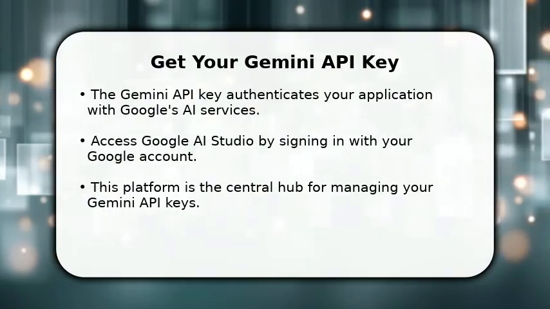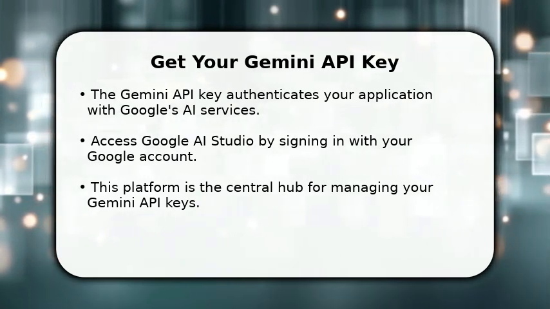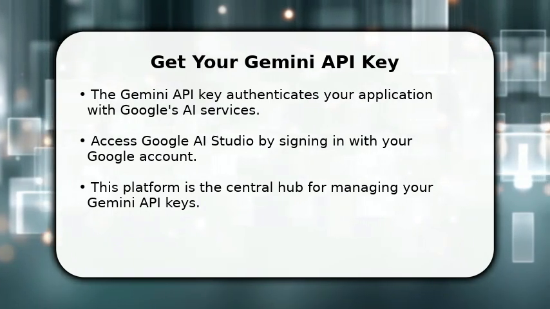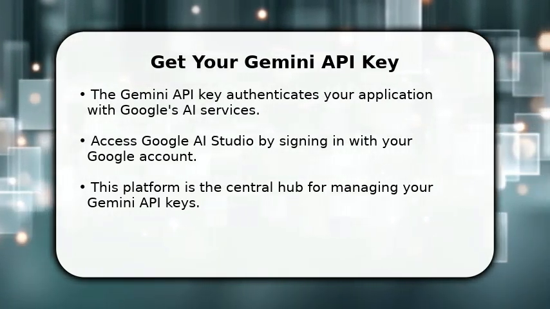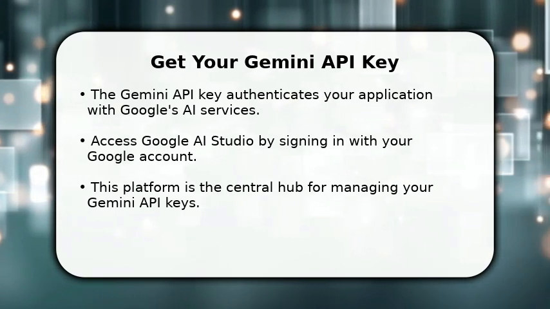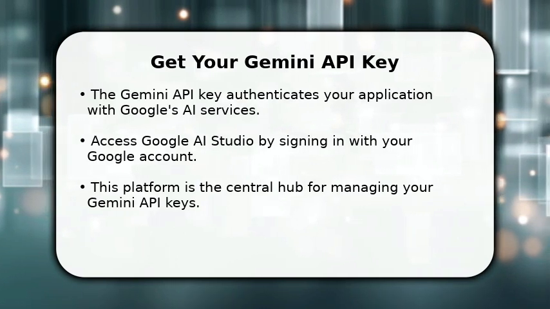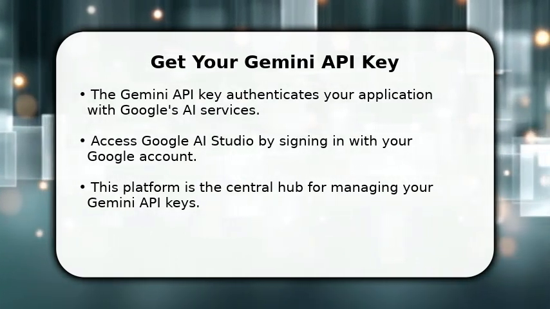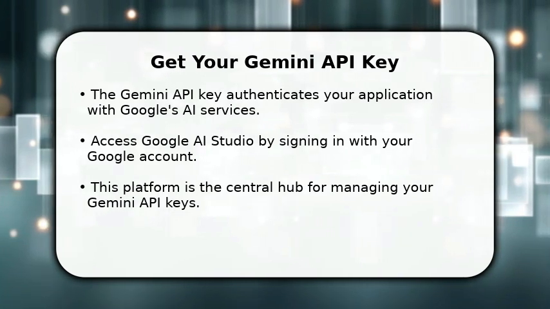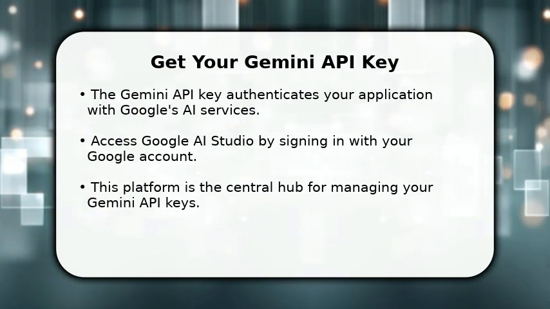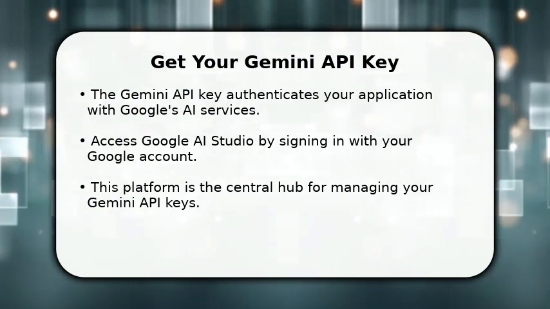In this video, I will explain how to get the Gemini API key. First, you'll need to navigate to Google AI Studio. This is your central hub for interacting with Google's powerful AI models and managing your API keys. Simply sign in using your existing Google account to begin the process. It's a straightforward first step to unlock advanced AI capabilities for your projects.